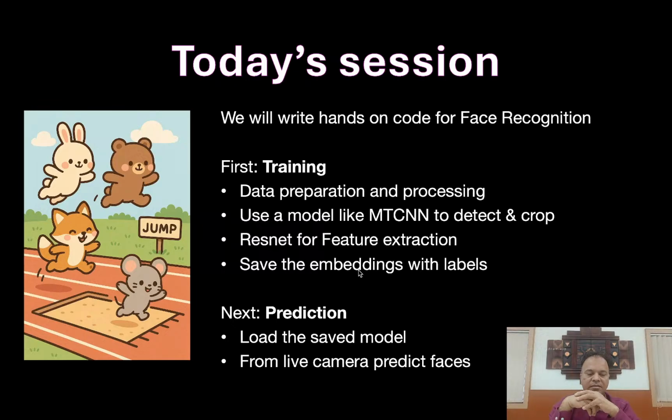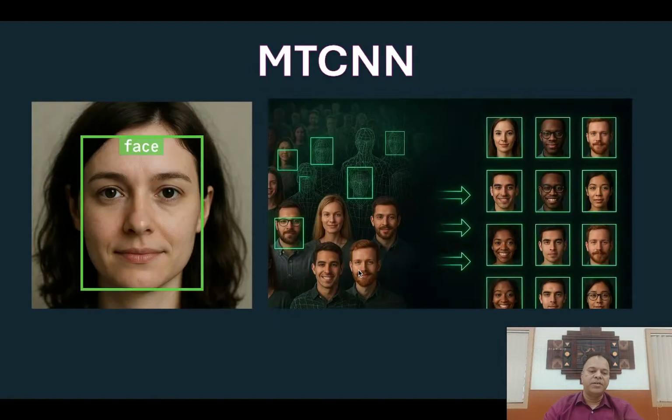For that, we will use one library called MTCNN. So this is only to detect faces, not recognize faces. As I mentioned earlier, detection is different from recognition. So this is what happens when you give a picture. It will say that I detected a face. It will put an exact rectangle around the face. How does it do that?